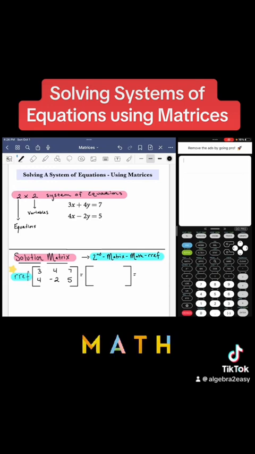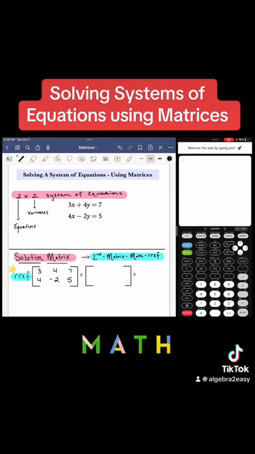In this first problem, we have a 2 by 2 system of equations. The 2 by 2 refers to the number of equations and the number of variables. But what we're going to do is take those equations and rewrite it as a matrix. Then we can use matrices to solve for any variable we need.